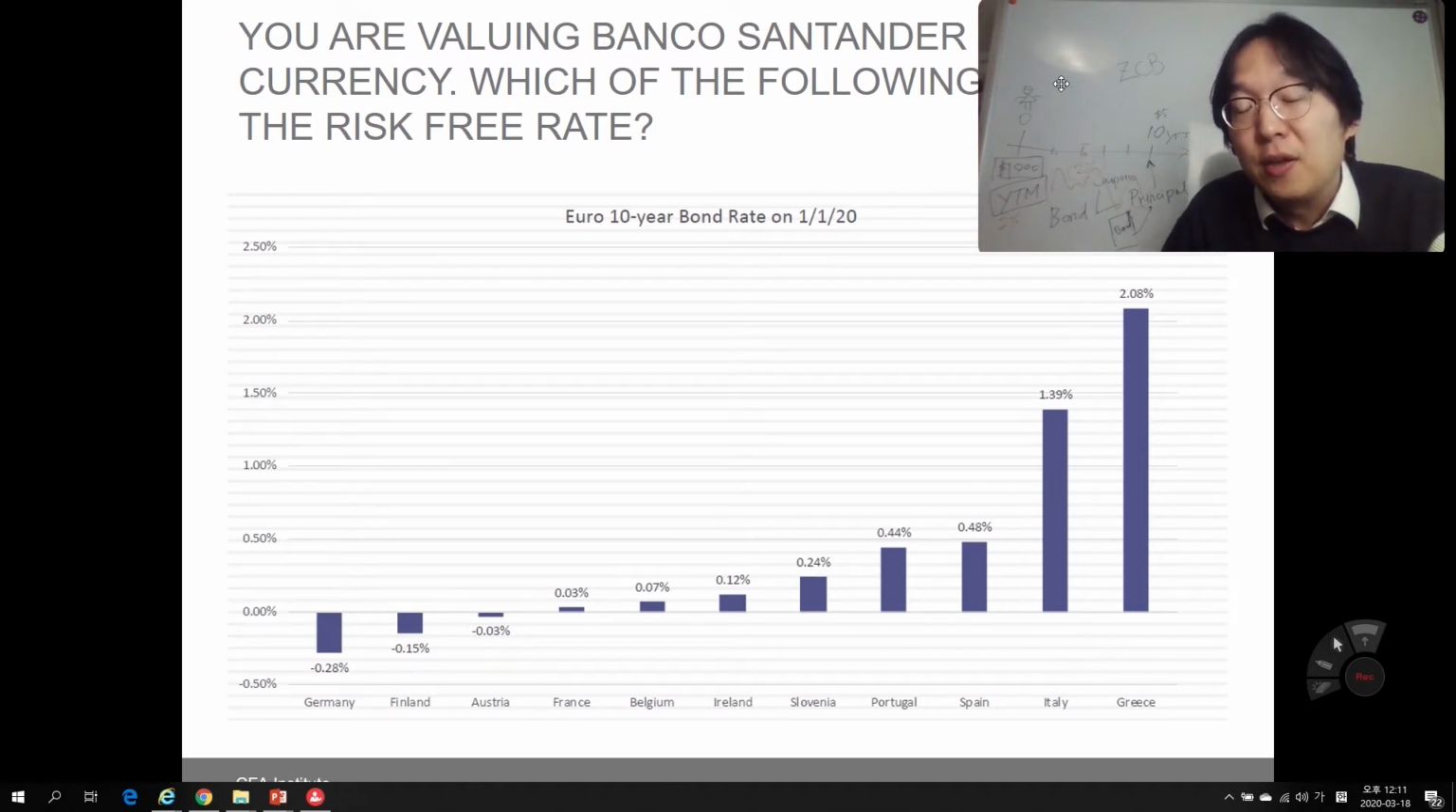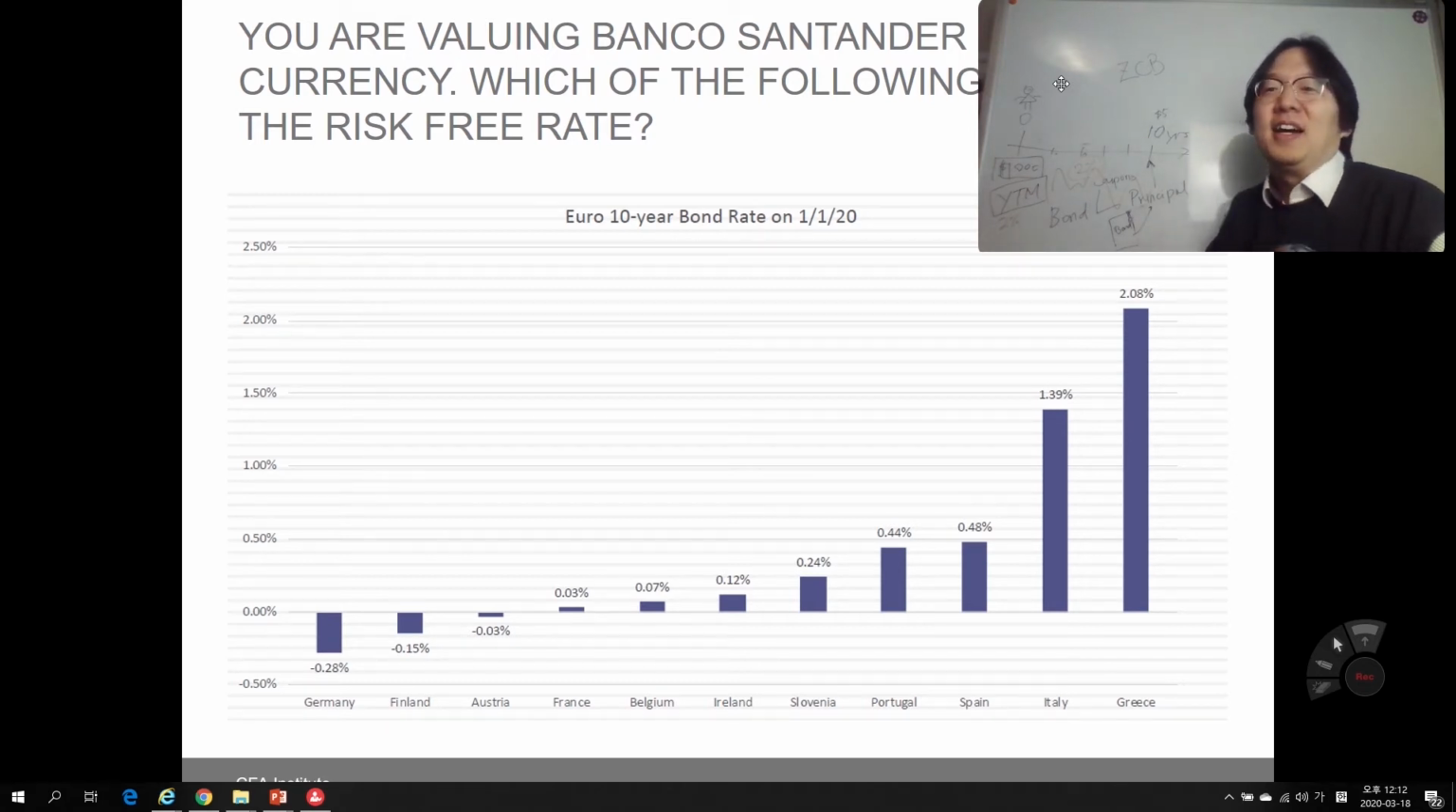Did you pick the Spanish rate of 0.48%? Or did you pick, I don't know, the Greek rate of 2.08%? Did you pick the German rate, which is negative 28 basis points, or minus 0.28%? Or did you pick France, 0.03%? Which one has to be the risk-free rate? Okay. The answer is the German rate.